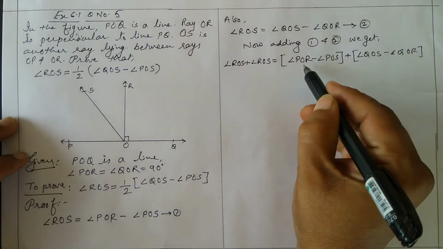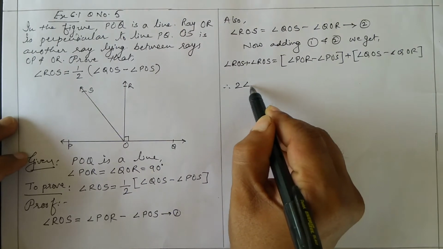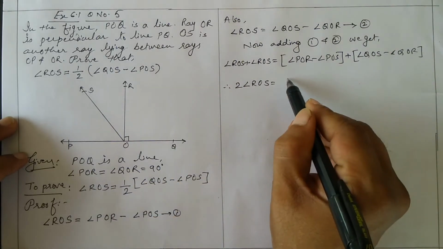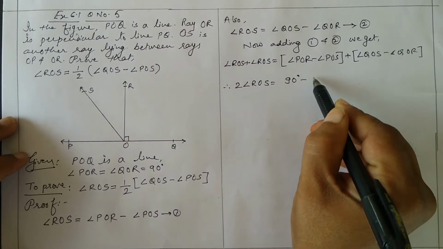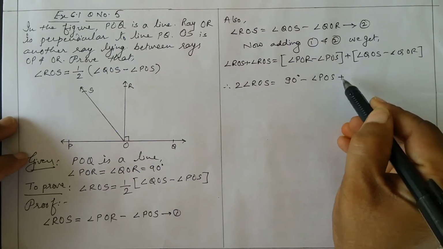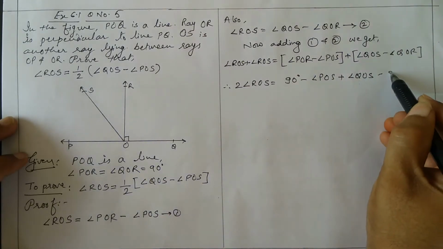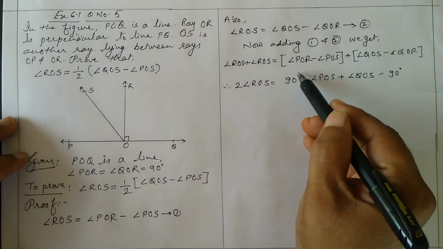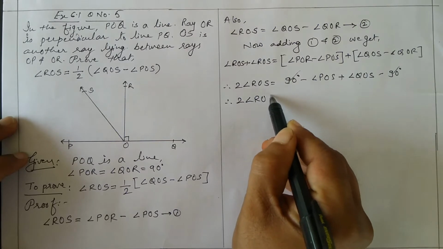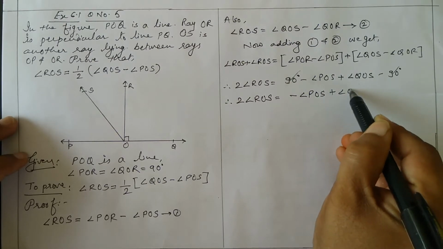Okay, what is the value of POR? POR and QOR are 90. So POR की जगह 90, QOR की जगह 90 लिखता हूँ. Now what is this? ROS plus ROS, 2 times ROS is equal to, what is the value of POR? Angle POR is 90 degrees. I will open the bracket now, 90 degrees minus angle POS, plus angle QOS minus, what is angle QOR? QOR is also 90 degrees. So what will happen? 90 degrees cancel. Therefore 2 times angle ROS is equal to minus angle POS plus angle QOS.